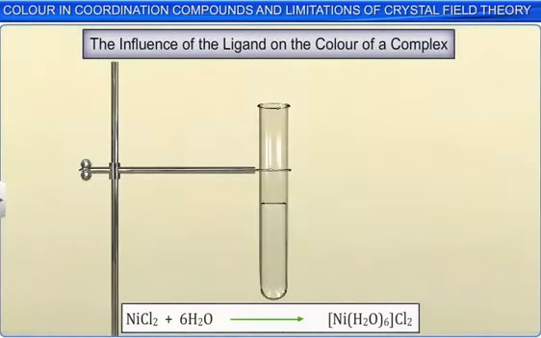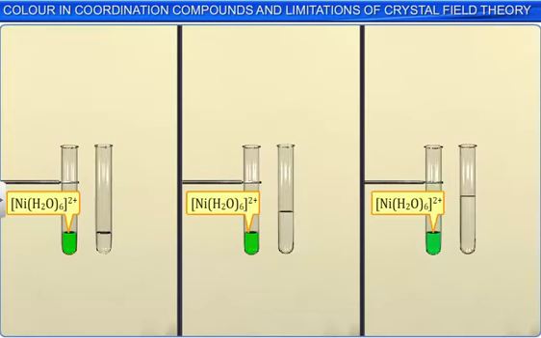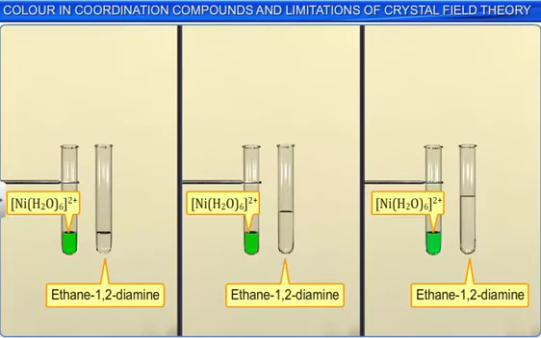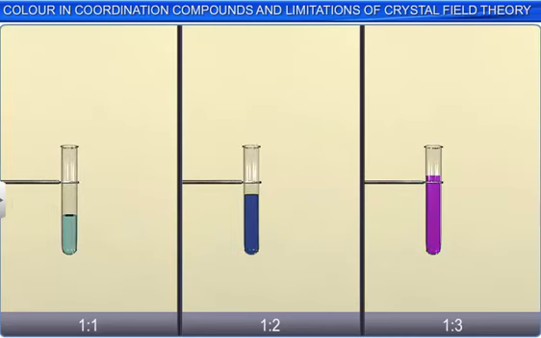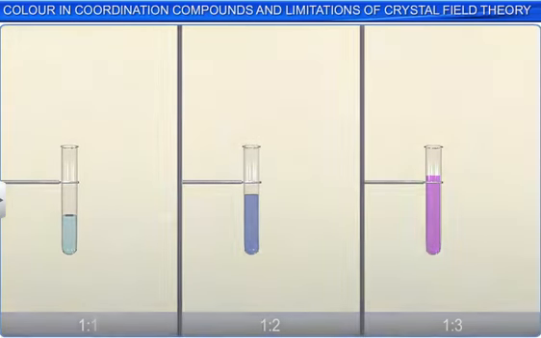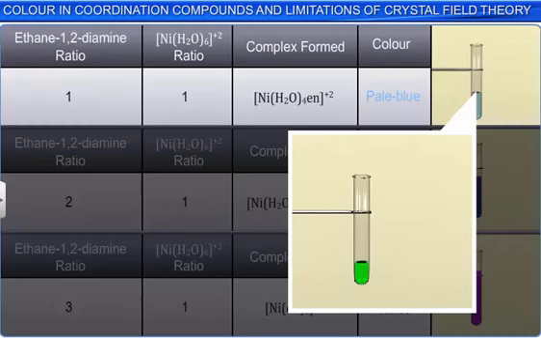When nickel-2 chloride is dissolved in water, it gives the green hexa-aqua nickel-2 complex. To this complex, if the didentate ligand ethane 1,2-diamine is added progressively in different molar ratios, different complexes with varying colors are formed. When the addition of ethane 1,2-diamine to the complex is in the molar ratio of 1:1, a pale blue colored complex of tetra-aqua ethane 1,2-diamine nickel-2 is formed.